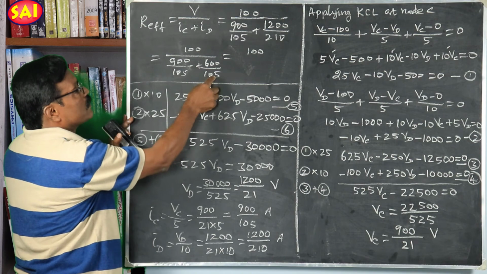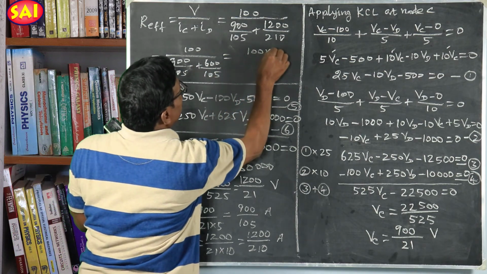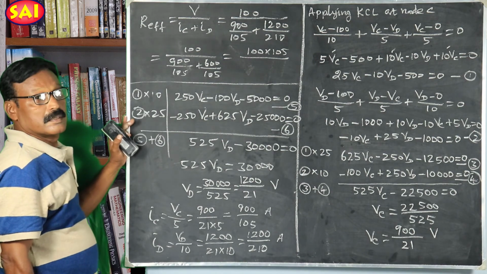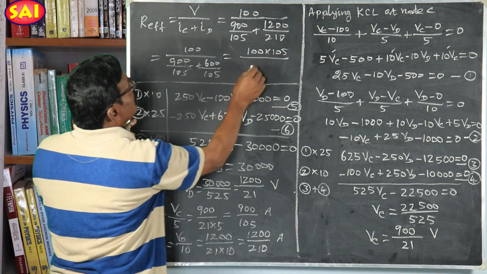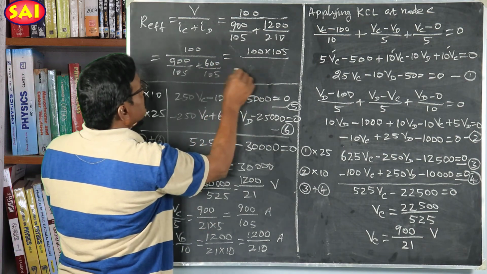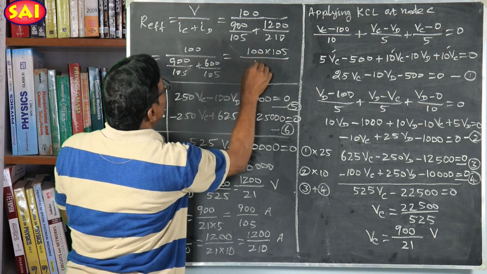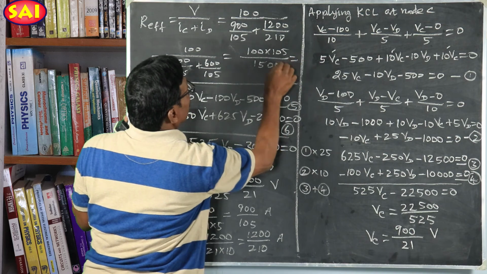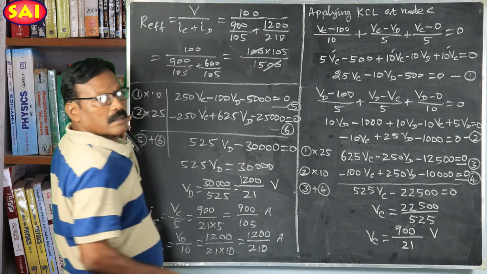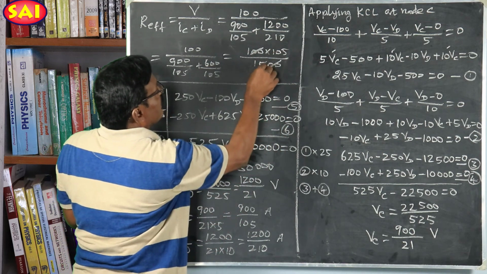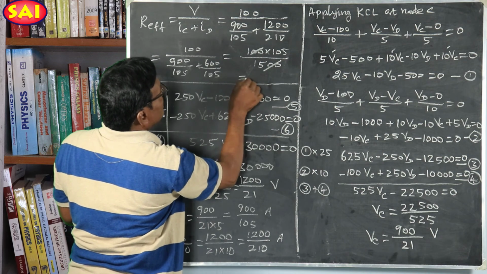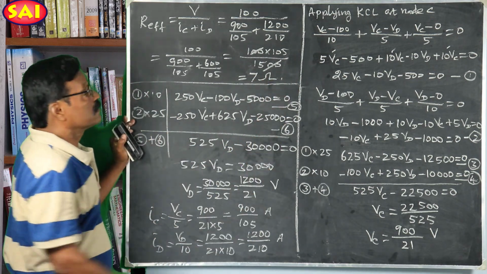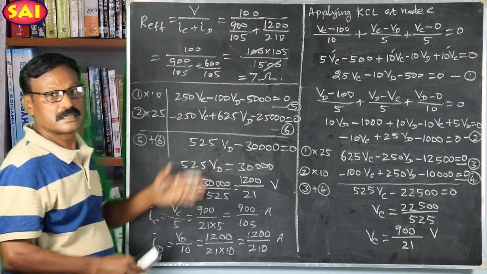So that will be equal to 100 divided by, you take this 105 here, this 900 plus 600 equal to 1500. So 105 by 15 will be equal to 7 ohms. The answer: our effective resistance is 7 ohms.